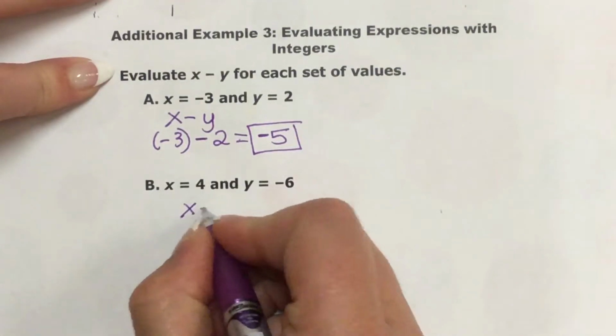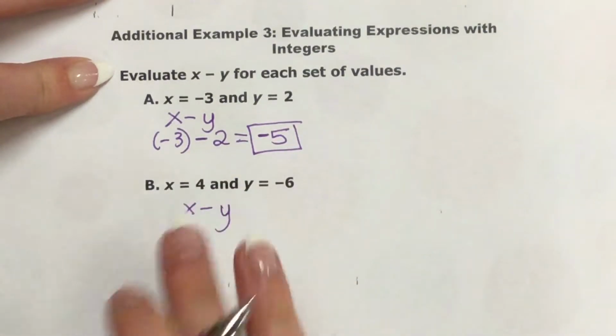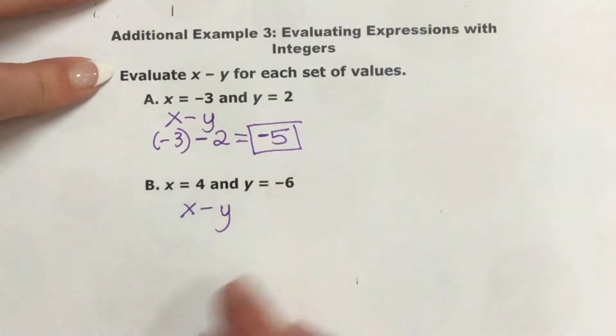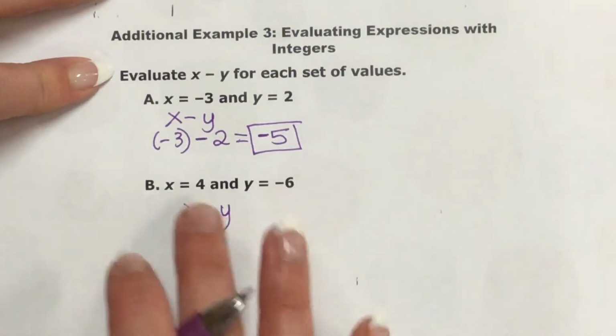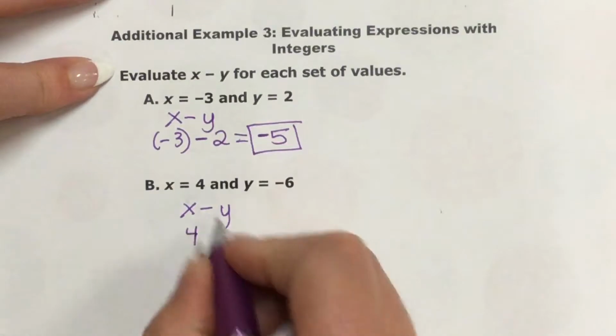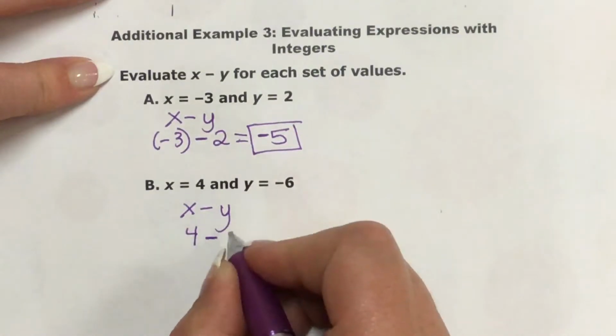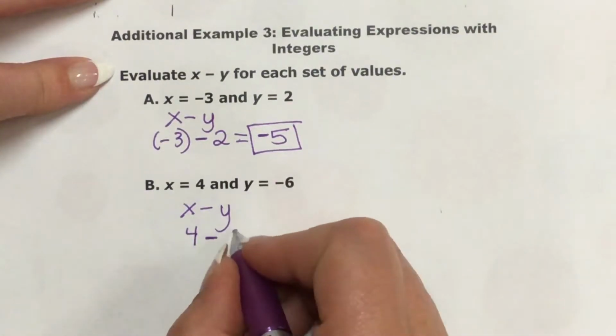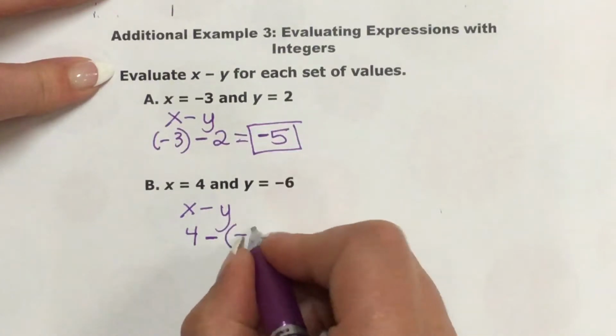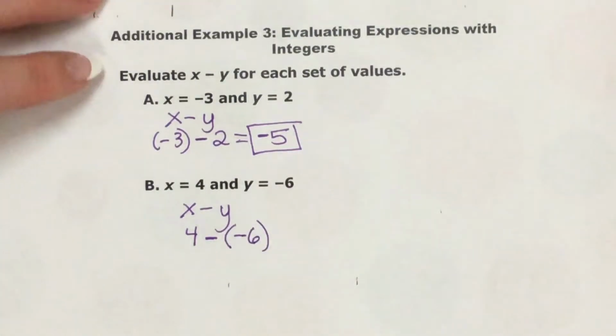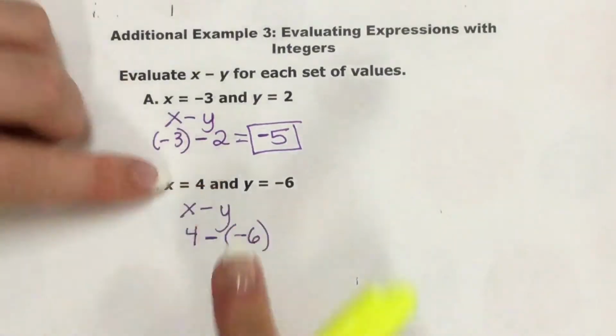We have x minus y, and we're going to substitute these values in. x is equal to 4, y is equal to negative 6. So instead of writing x, I'm going to write 4. 4 minus y, and y is negative 6, and since it's a negative number, I'm going to substitute that in parentheses. I hope you can see it. There's two negatives right there.